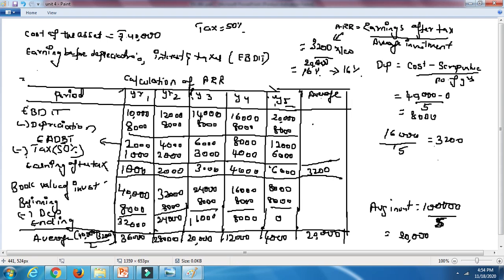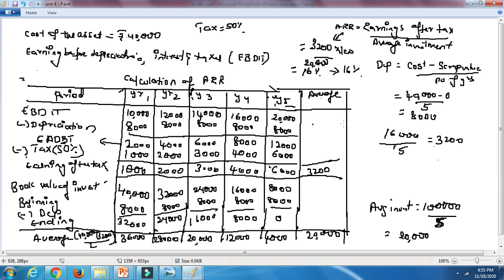Here also, for the denominator, that is average investment, you need to take the cost of the asset first of all. You need to deduct the depreciation. This will become the ending. Opening will be what's been given in the question, minus depreciation, that will become the ending. You need to take out the average of these two. 40 plus 32, it will be 36,000. In the same manner you need to do for all of them. Add all of them, divided by 5, it will come to 20,000. So 3,200 divided by 20,000 into 100, you will get 16%.